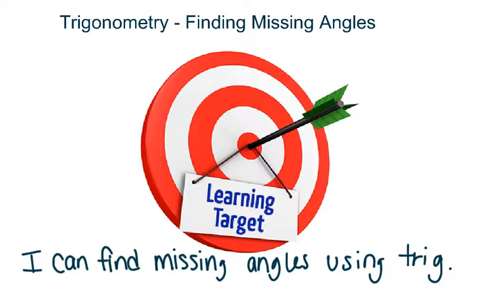In our last lesson, we talked about using trig to find missing sides, and in this lesson, we're going to use trig to find missing angles. So our learning target is: I can find missing angles using trigonometry.